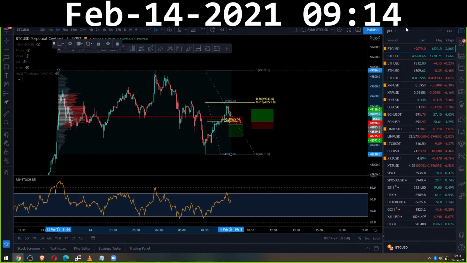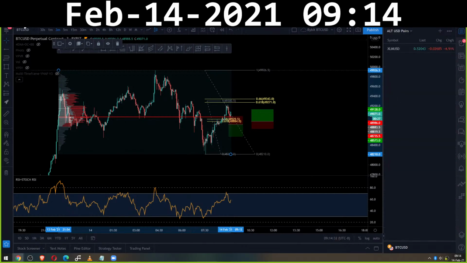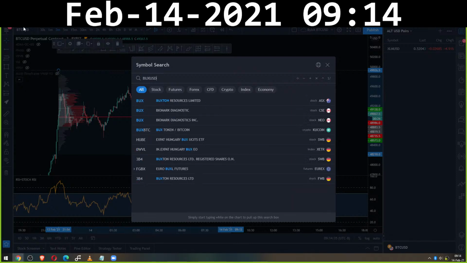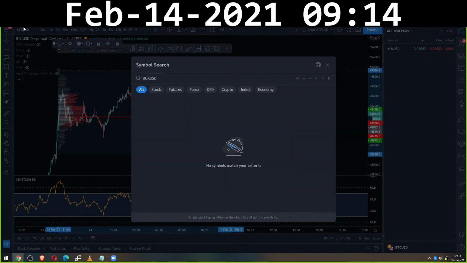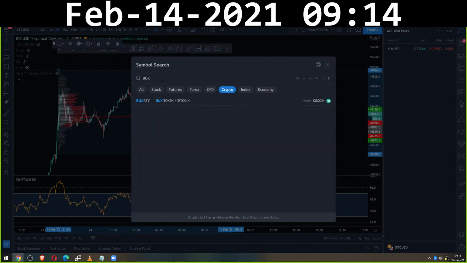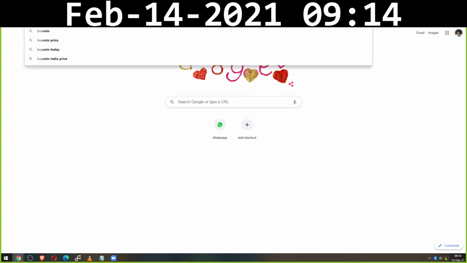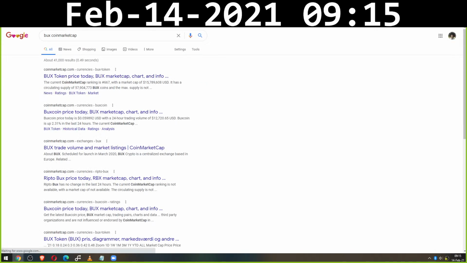What the fuck? Oh, BUX. So BUX USD. What? There is no BUX. This BUX BTC on KuCoin? What is this? BUX coin market cap? Bucks token? Currencies, Bucks coin.